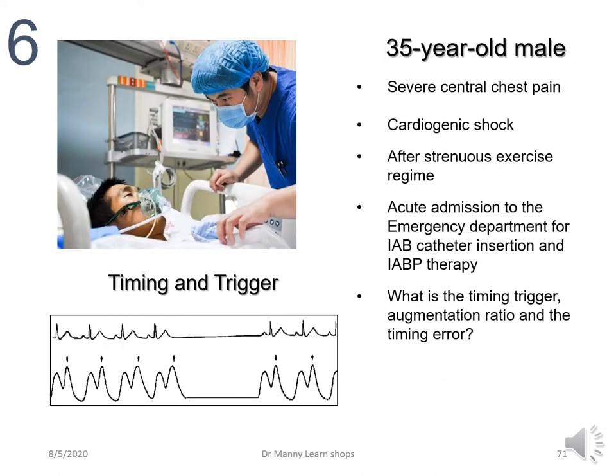You've got a 35-year-old male. He's got severe central chest pain, and he looks like he's in cardiogenic shock. And this occurred after doing very, very strenuous exercise. He was an acute admission to the emergency department, and it was considered that he required an intra-aortic balloon catheter and intra-aortic balloon counterpulsation therapy. Look at the ECG, look at the counterpulsation waveform. What's the timing trigger? What's the augmentation ratio? And is there a timing error?